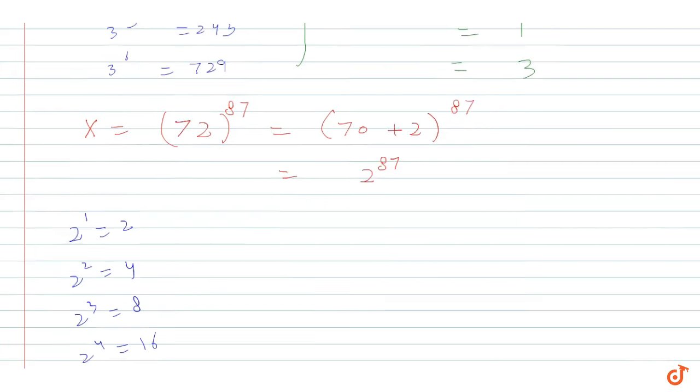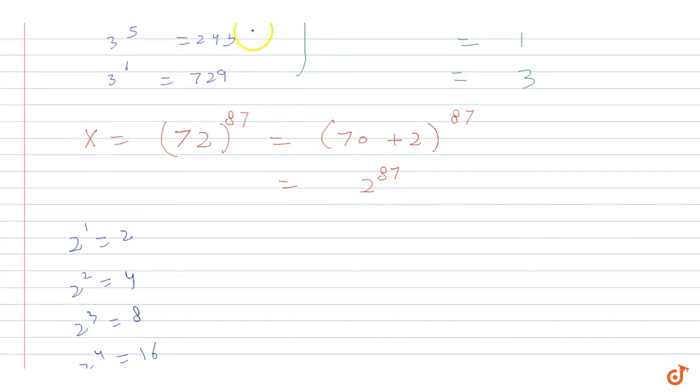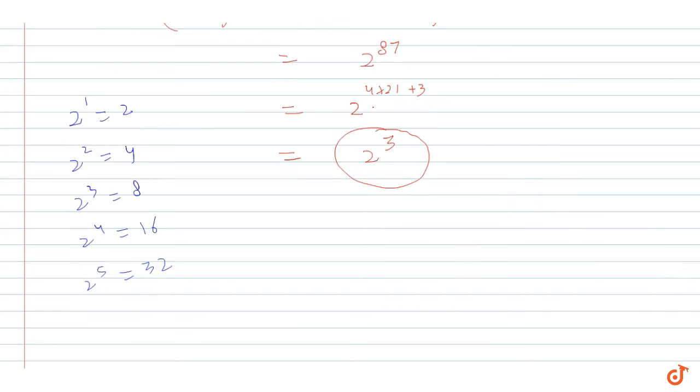So what will be the last digit for 2 to the power 87? I can write 87 as 4 into 21 plus 3. So the last digit is the same as that of 2 to the power 3. I am not saying they are equal, but the last digit is the same as 2 to the power 3. Then I can say the unit digit of X is equal to 8.